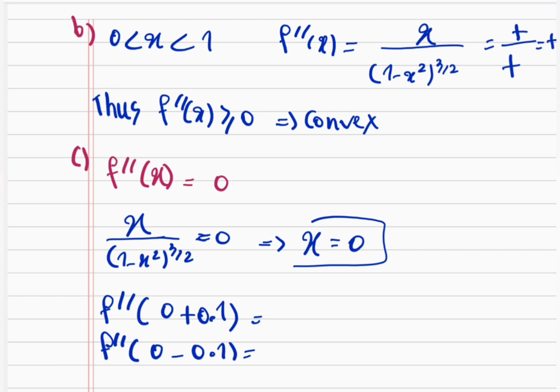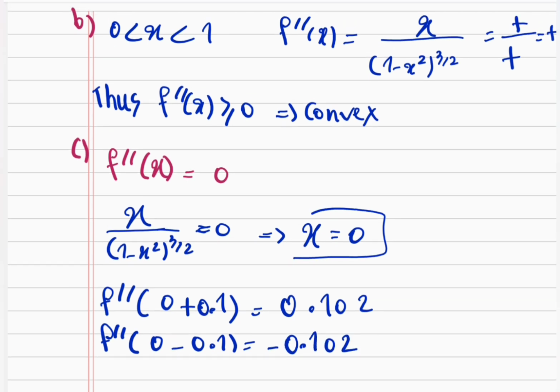So now it's all about substituting this into a calculator, into the function, and seeing what we get. So f double dash x of 0.1 is equal to 0.102 to 3 decimal places, and for minus 0.1 it's minus 0.102, and this is exactly what we wanted. We wanted to have two opposite signs. And since this is the case, we can conclude that indeed when x is equal to 0, that's the x coordinate of the point of inflection.